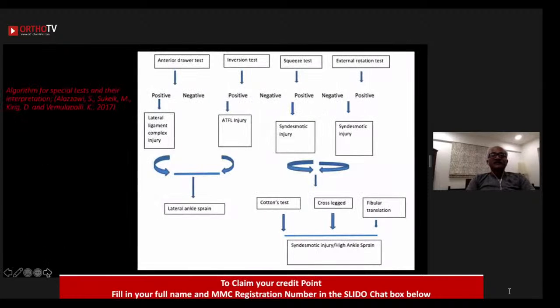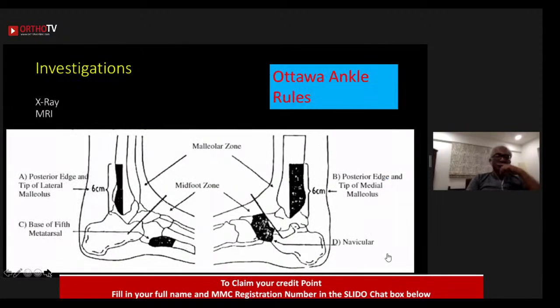So algorithm wise, if the anterior drawer test and inversion test are positive, then probably it's a lateral ligament complex or ATFL injury, and that goes on to treatment like lateral ankle sprain. Whereas if the squeeze test and external rotation test are positive, then it talks about syndesmotic injury. And then there are certain further tests which we do, like fibular translation and Cotton's test, which will tell you whether it is a syndesmotic injury or a high ankle sprain. And accordingly, the treatment might differ a bit in these situations.